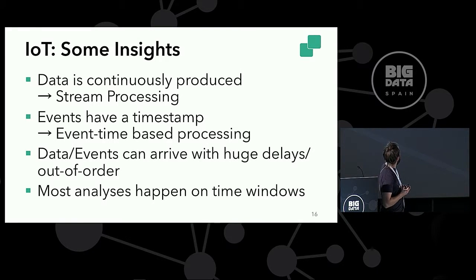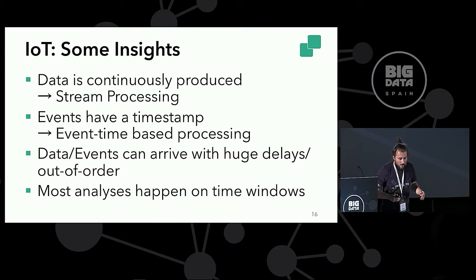Some insights or some important properties of IoT use cases are that data is continuously produced, so we have a stream processing use case. Events mostly have a timestamp attached to them, which is important. For example, if you have a sensor that says it's 30 degrees now, you probably have a timestamp attached that tells you at what time you had this temperature. Or in a factory, you want to know at what time something happened, or if the Fitbit reports the heart rate or whatever it does, you want to know at what point this happened, and it is important for the analysis of the process to keep this time in mind.